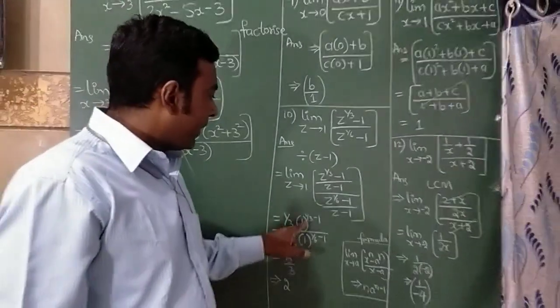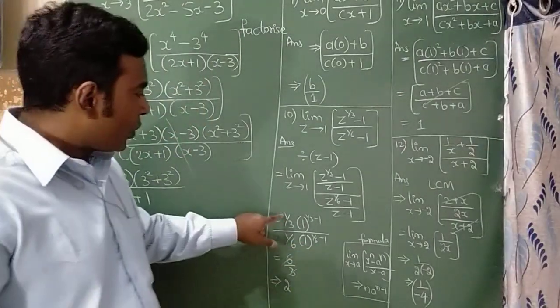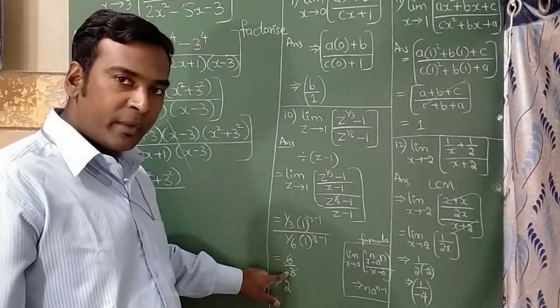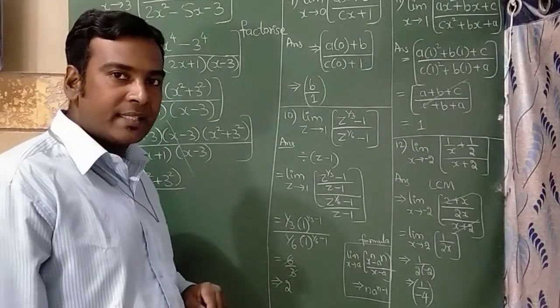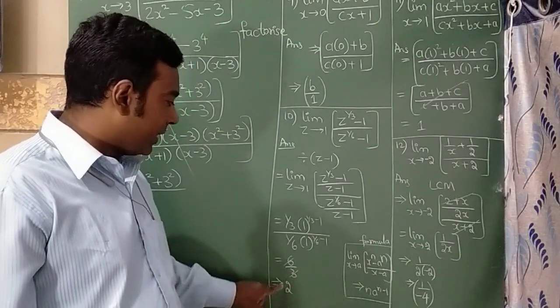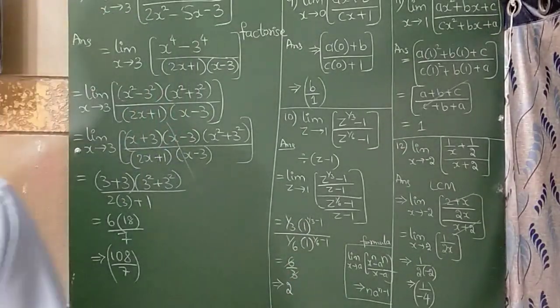Now 1 raised to anything is 1 itself. So 1 by 3, this 3 goes in the denominator, 1 by 6, this 6 goes in the numerator. Again these are basics. So 6 divided by 3. So 3 twos are 6. So final answer is 2.